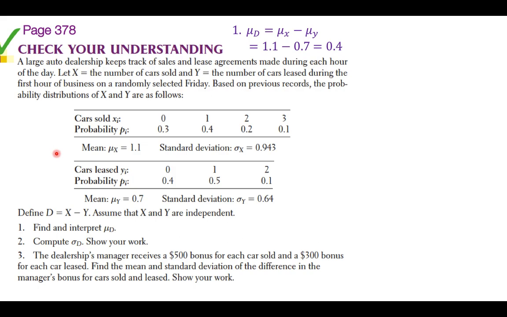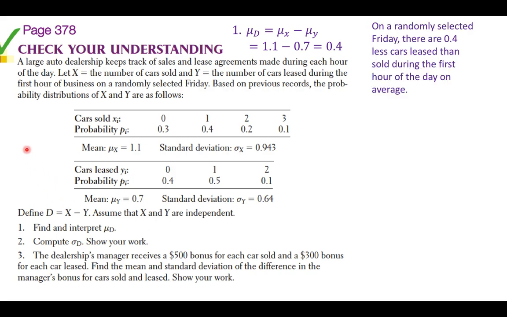It also says to interpret that. So we're just going to interpret in context what it means if we are finding the difference between these probability distributions. On a randomly selected Friday, because that's when these values are from. So on a randomly selected Friday, there are 0.4 fewer cars leased than sold during the first hour of the day on average. Because when we subtract, on average, there's a difference of 0.4 between the two.